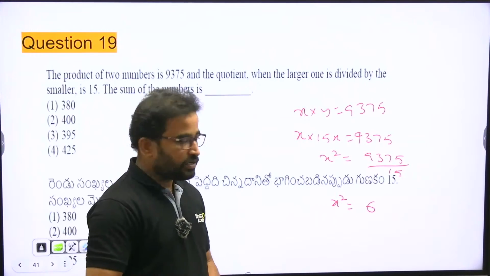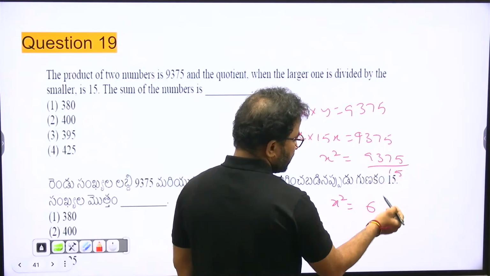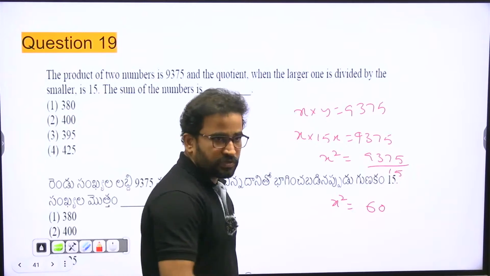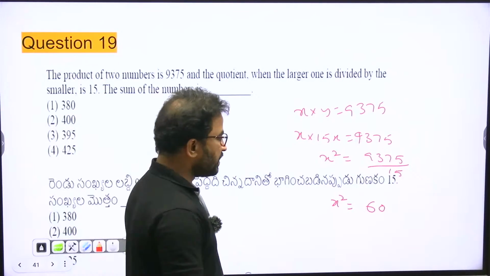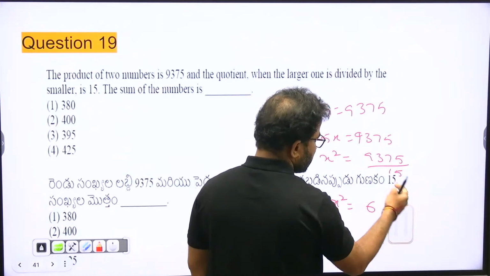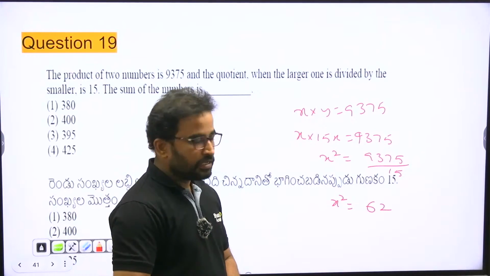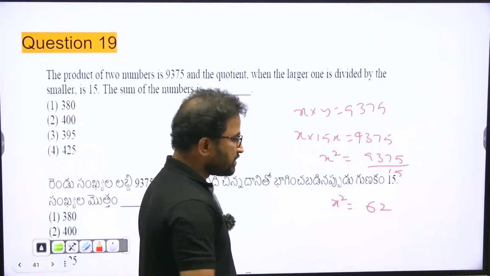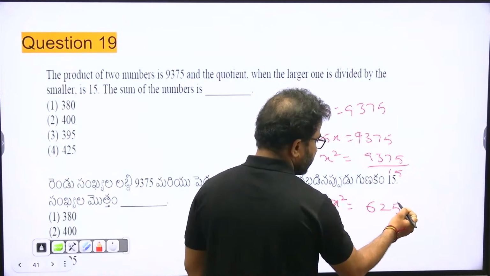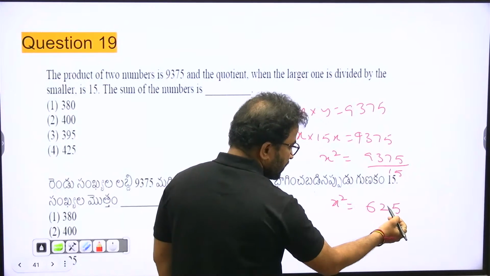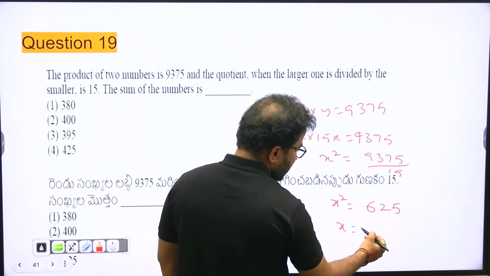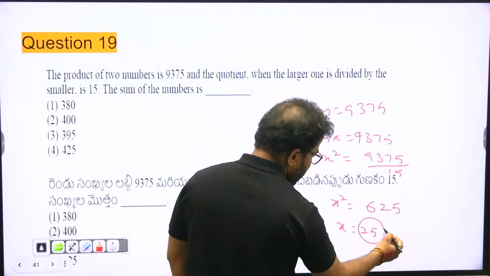15 × 6 is equal to 90. Next one, 37 is nothing but 15 × 2, which gives 30. Next one, 75 is nothing but 15 × 5 is equal to 75. How much are we getting? x square is equal to 625, so the x value is equal to 25.